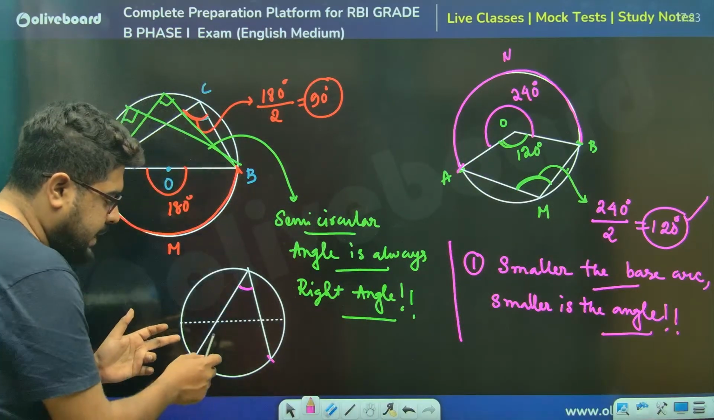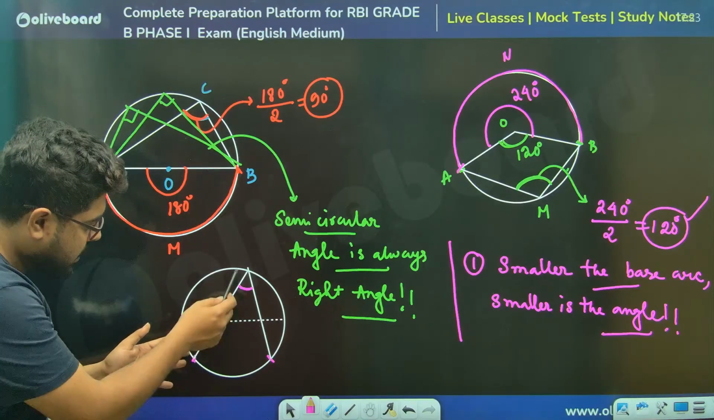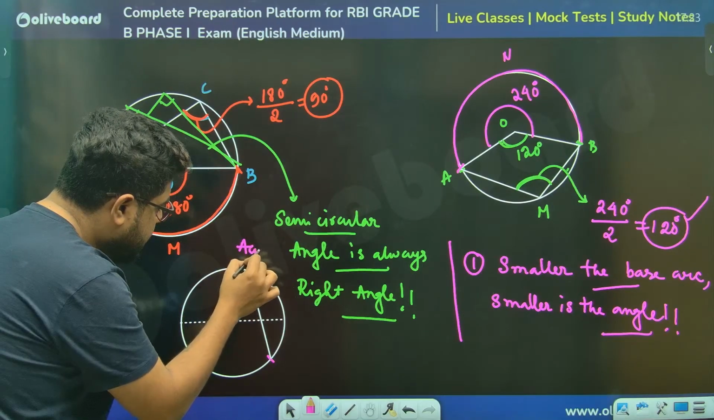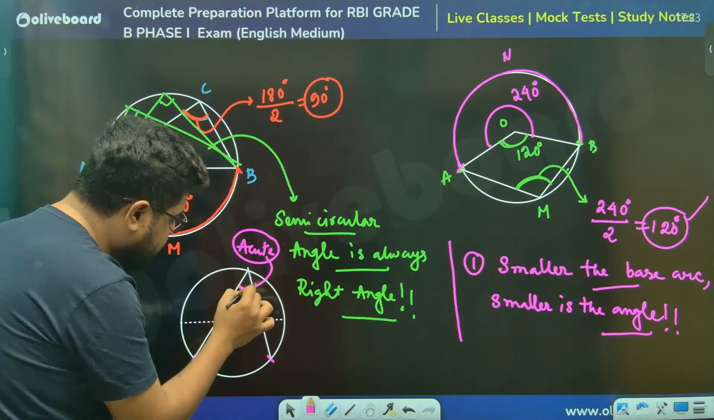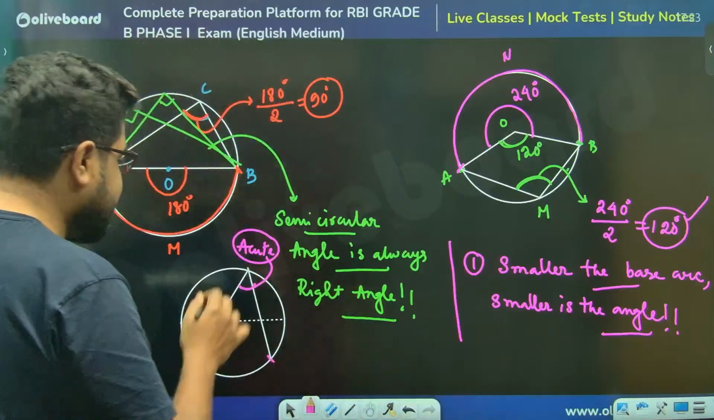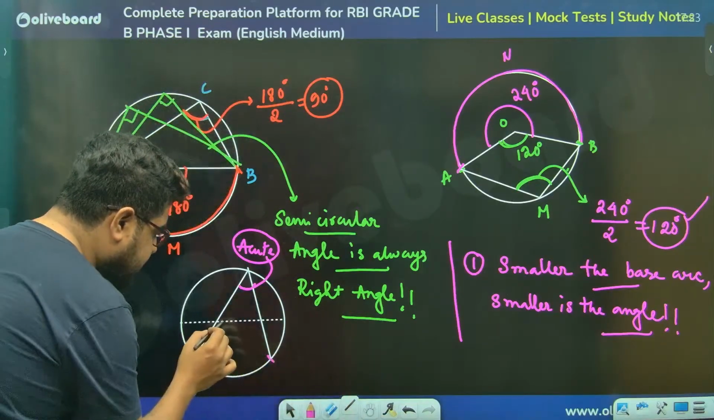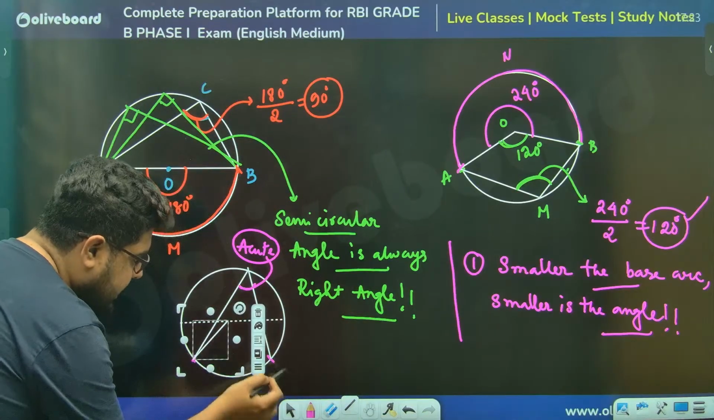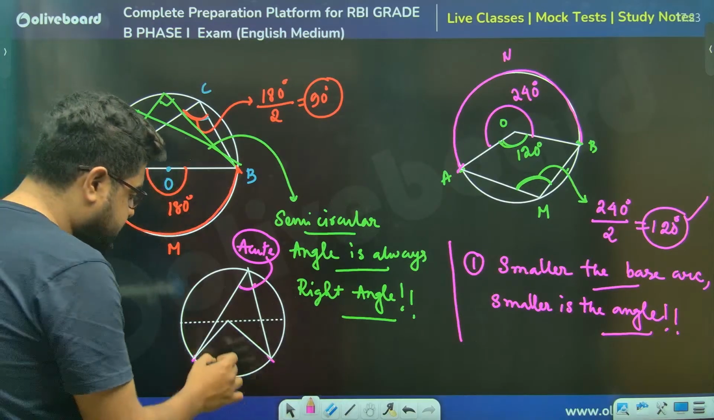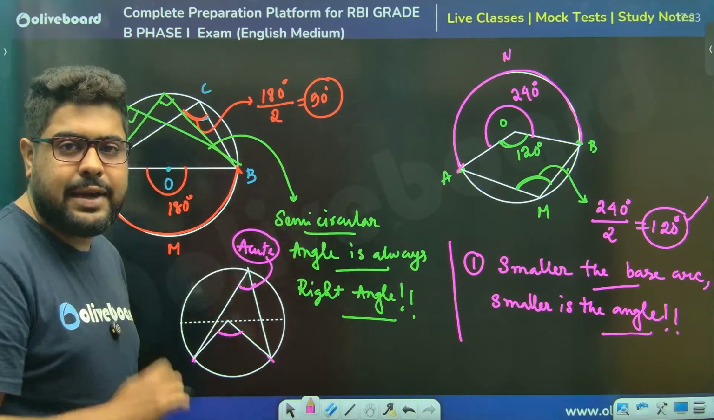Now please understand, if you go like this, this is an acute angle for sure. Correct, sir? Why is this an acute angle? Because, sir, if you take the central angle, that is less than 180 degrees.